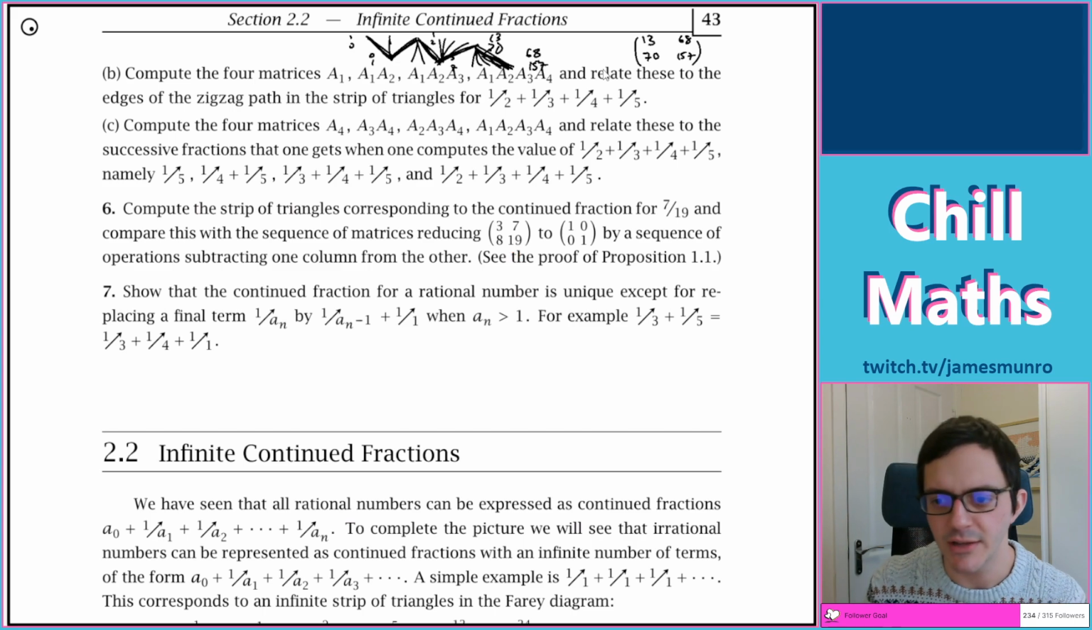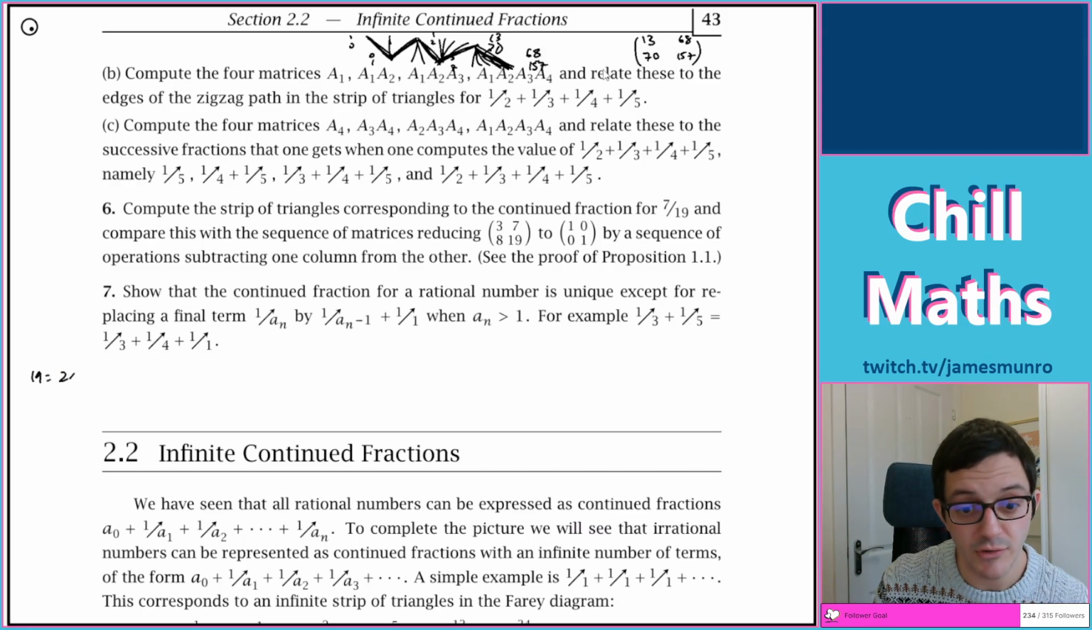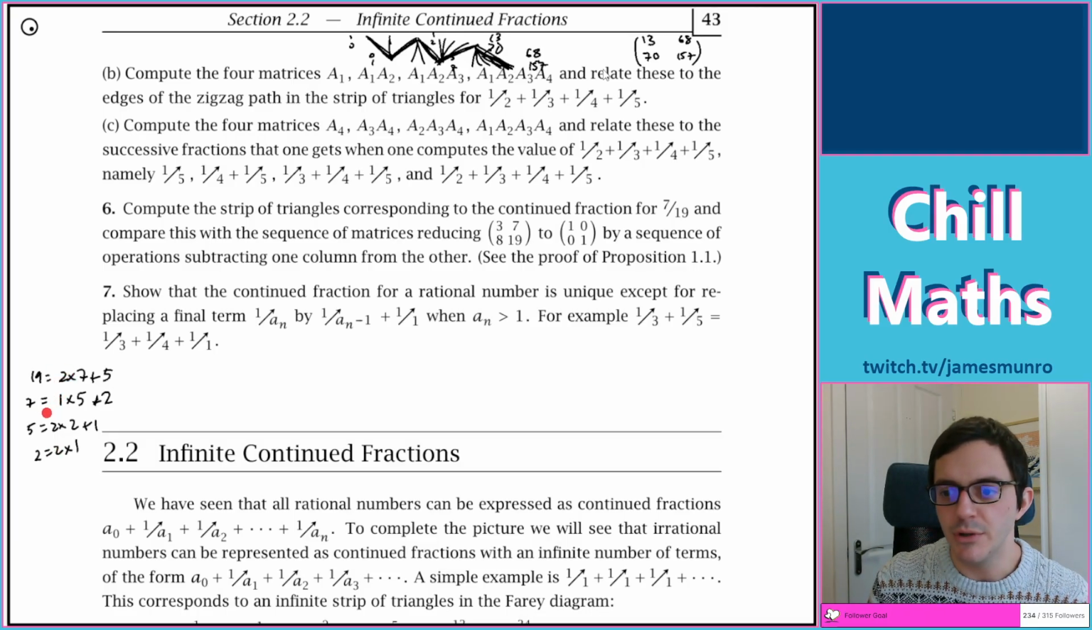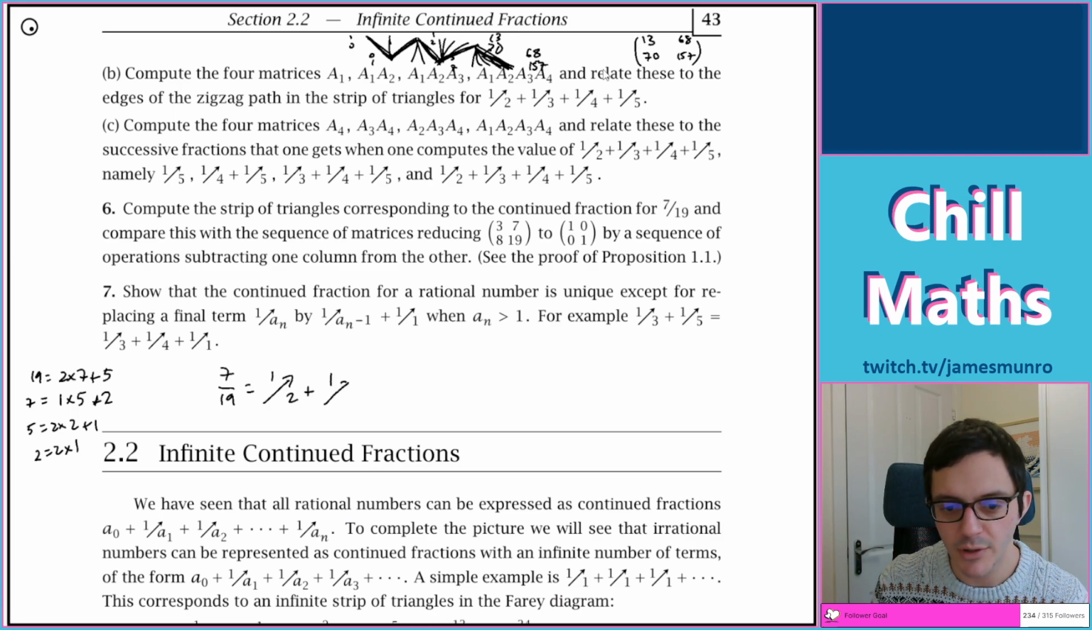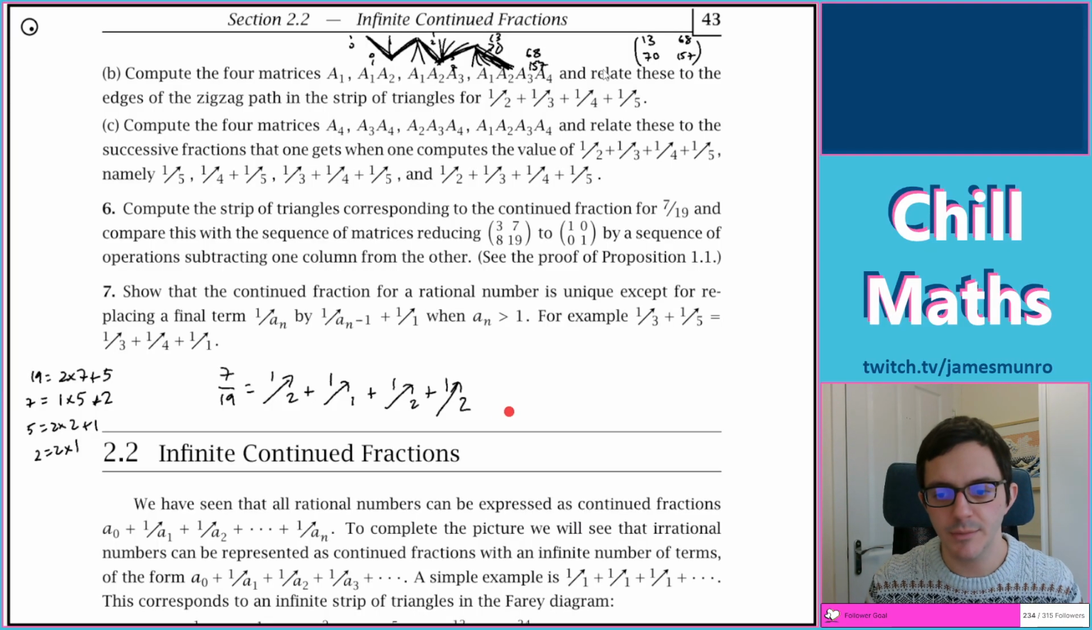Compare this with the sequence. Right, okay, so continued fraction of 7 over 19 is something like 19 is 2 times 7 plus 5. Here we go. That is a good sign that we're on the right lines, by the way, that we went back and looked at something. It was also there. 2, 1, 2, 2. 2, 1, 2, 2. So 7 over 19, I'm going to do this down here. Equals 1 over 2 plus 1 over 1 plus 1 over 2 plus 1 over 2.